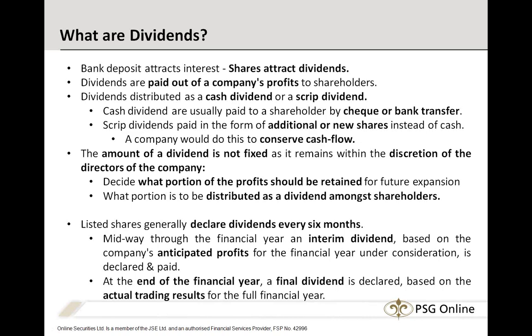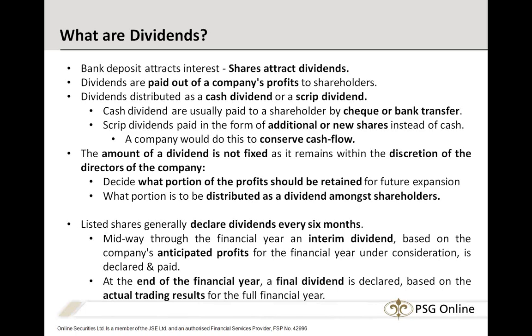So we've been talking about shares. What are dividends? Where a bank deposit will attract interest, shares attract dividends. Dividends, remember again, are only paid out of profits. This can either be a cash dividend or a scrip dividend. In other words, instead of paying you cash, they can issue more shares. That usually occurs where a company wants to preserve its cash flow and things like that. So dividends don't have to be fixed.